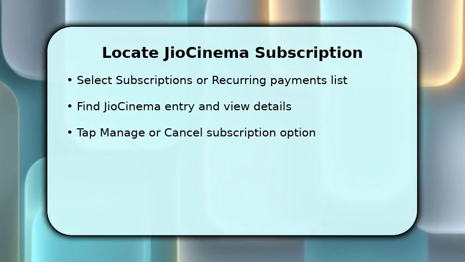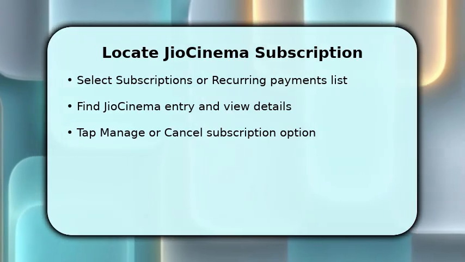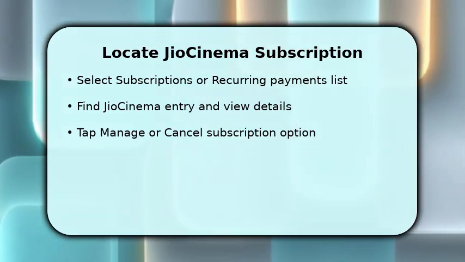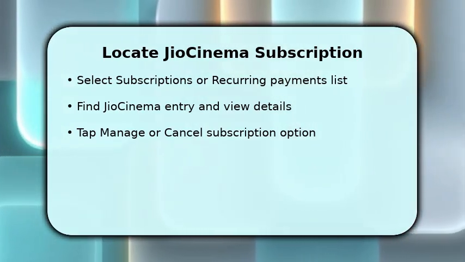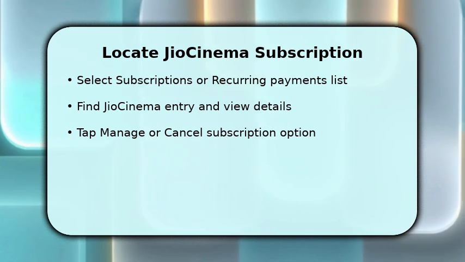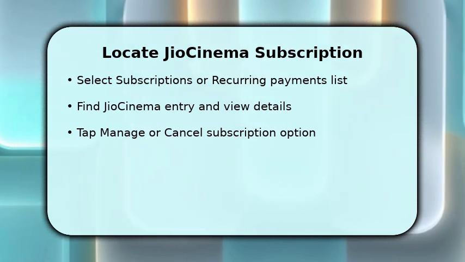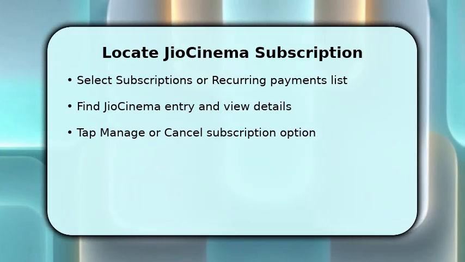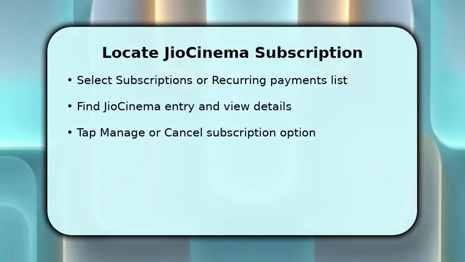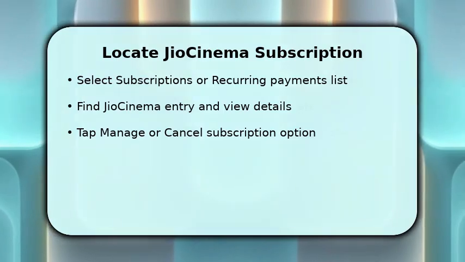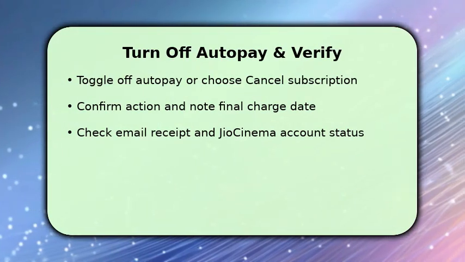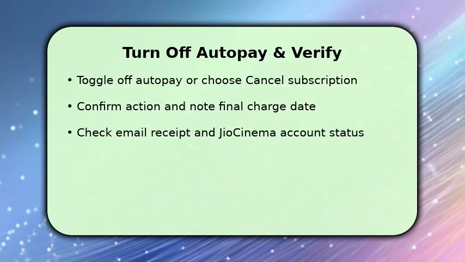Once you've reviewed billing, select Manage Subscription. This exposes the Autopay toggle or cancellation button. You're in control here, so read the confirmation prompts to understand refund or access implications before proceeding. Finally, toggle off Autopay or choose Cancel Subscription and follow on-screen confirmations to stop future charges.